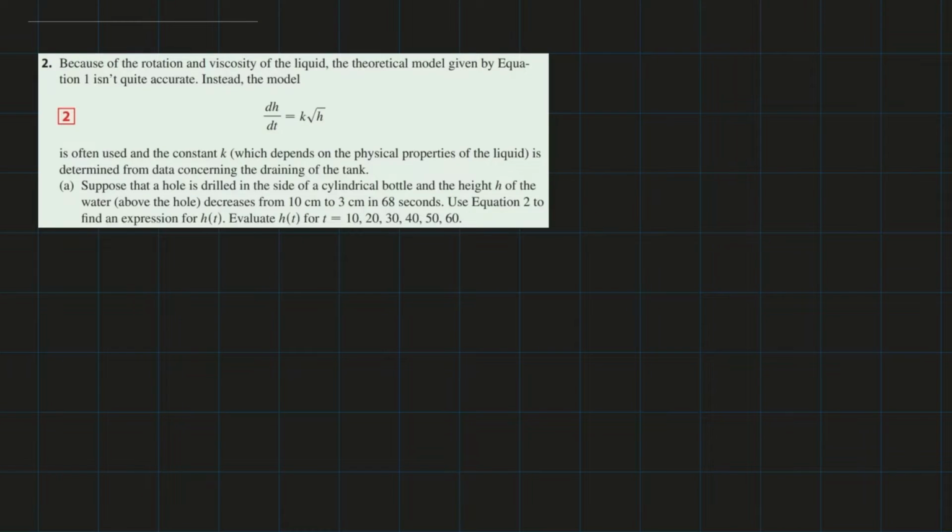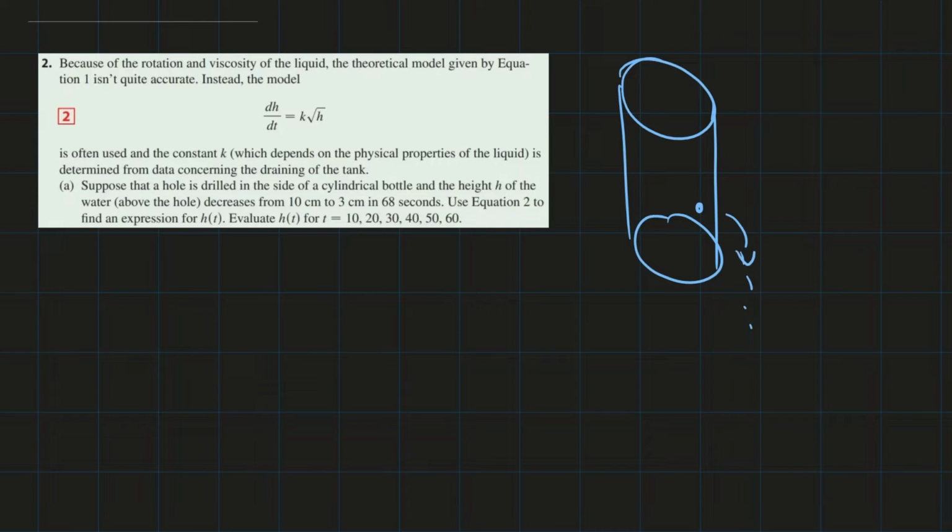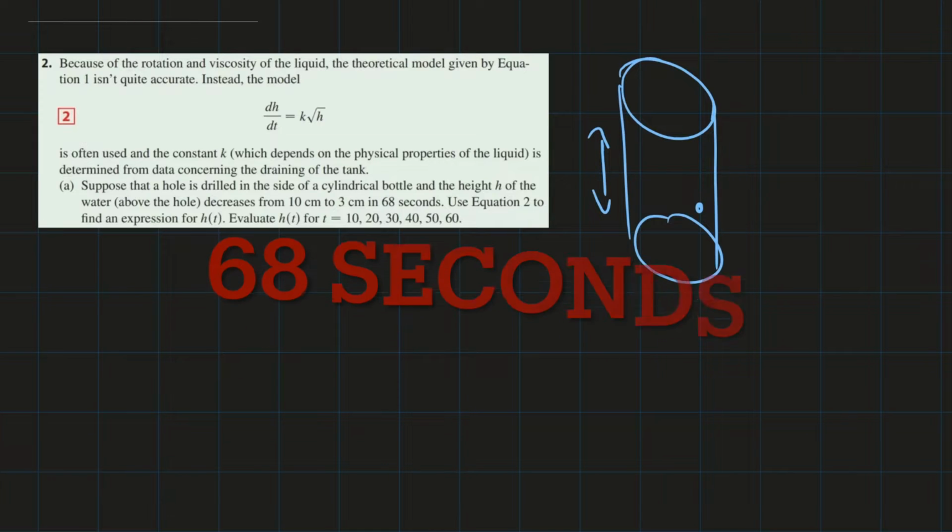Okay, so looking at the second question, it's asking us for A. It's telling us that if a hole is drilled inside of a cylindrical bottle, so like this, on the side of it, the water is going to be pouring out this way. The water height will decrease from 10 centimeters to 3 centimeters within 68 minutes.